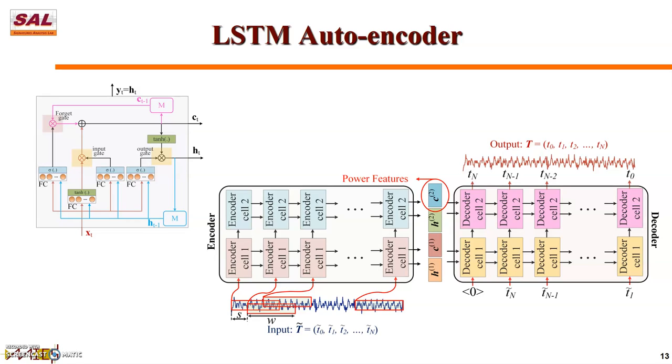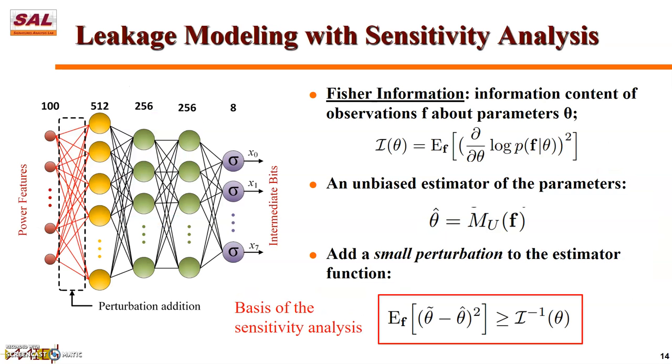The loss function is the mean square error between the raw power traces and the reconstructed traces. Using the extracted power features, we estimate a leakage model with a sensitivity analysis. For every key candidate, we train a multi-layer perceptron (MLP) neural network to map the power features to the individual bits of the intermediate variable or secret data.